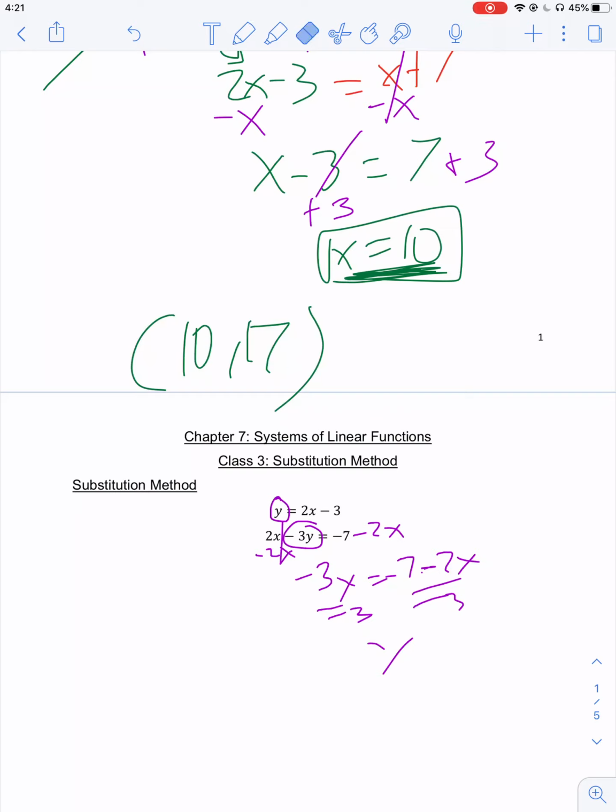As you can see, this is very long. And then you can compare the two y values. Okay, that's one way of doing it. Another way would be to compare the 2x and the 2x, using a comparison method.